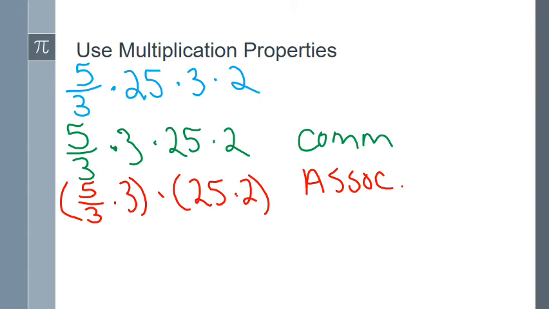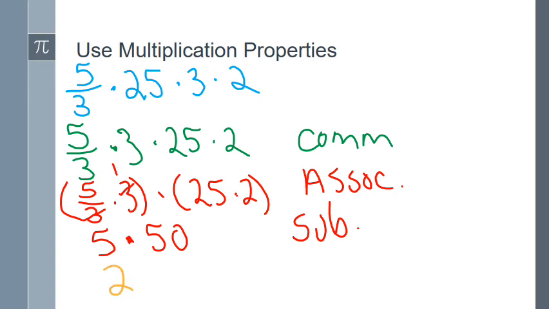And of course, the reason I wanted to group that is I can cancel out these 3's right here. That's going to leave me with 5 times, and 25 times 2 is easy to figure in my head. That's 50. And that all is the substitution property. Let's finish it up: 5 times 50 equals 250. And that is also an example of the substitution property. And I am done.